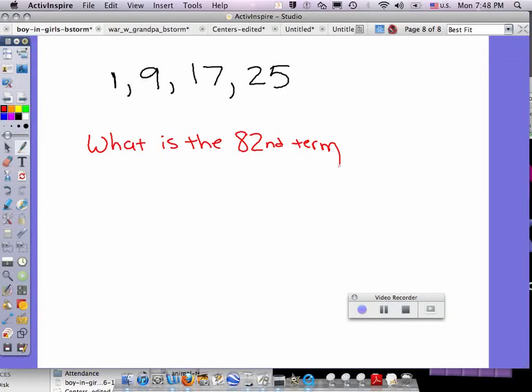Well, so far, look at your pattern. Look at the rate of change here. Each time it's increasing by 8. Here's the first term, the second term, the third term, and the fourth term. Think about it as a function machine. Now, here's where it gets pretty tricky. It's increasing by 8, which means you need to be multiplying by 8.